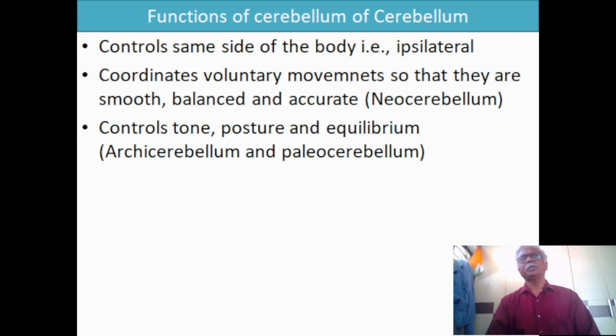The functions of the cerebellum. The cerebellum controls the same side of the body, so the connections are ipsilateral. It helps in coordination of voluntary movements so that they are smooth, balanced, and accurate. This is mostly done by the neocerebellum. Muscle tone, posture, and equilibrium: equilibrium is controlled by the archicerebellum, which controls the axial musculature, and tone and posture are controlled by the paleocerebellum.